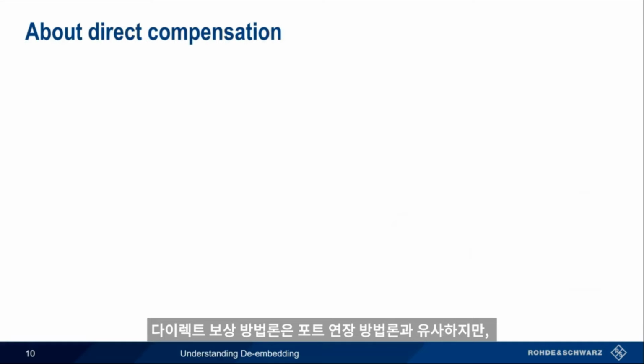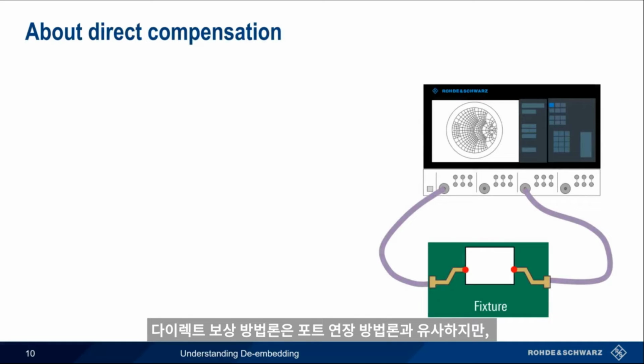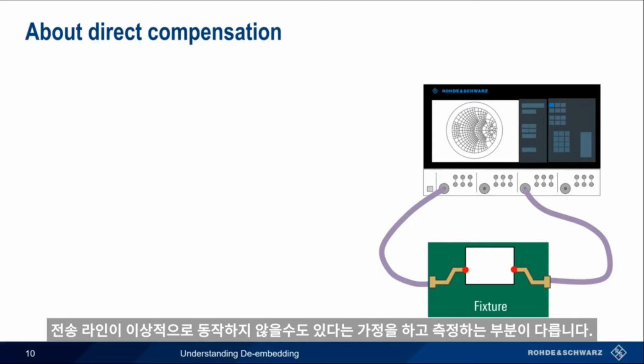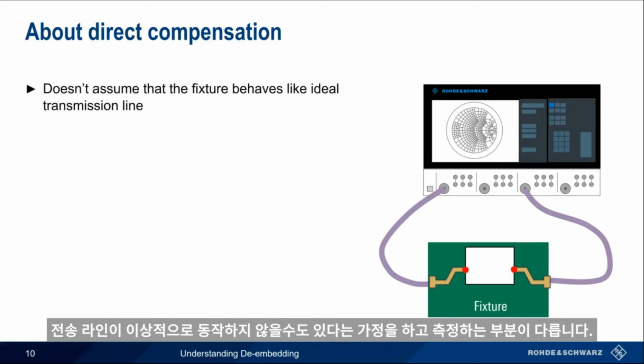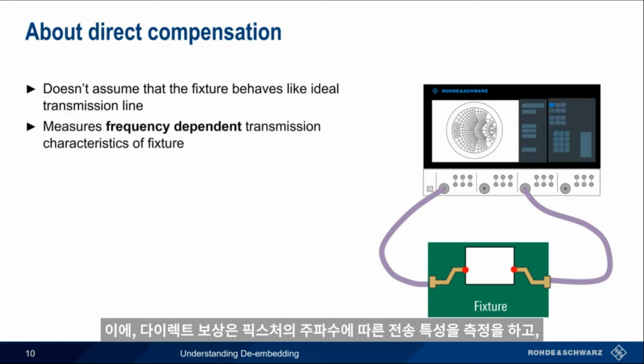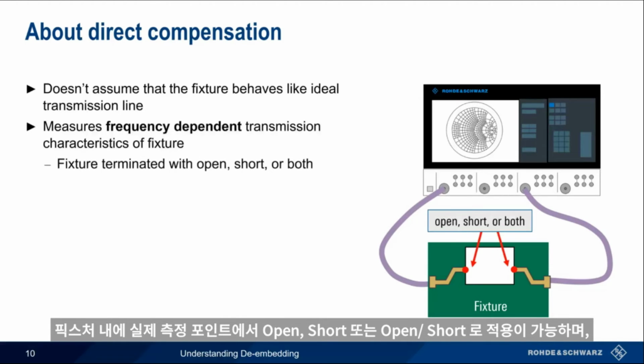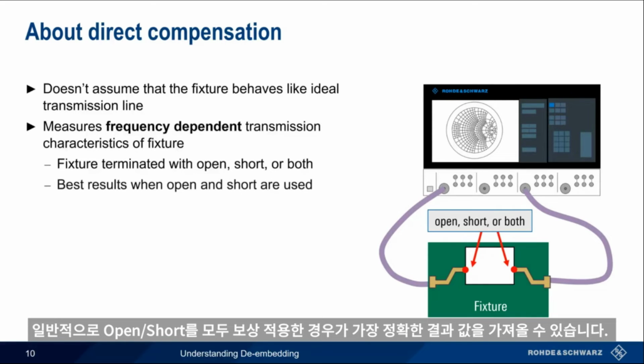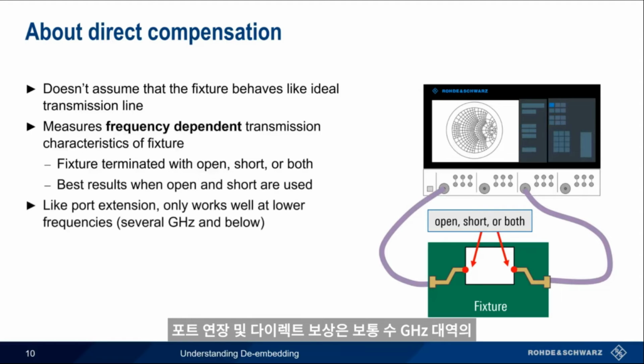The measurement setup for the direct compensation approach is similar to port extension, but unlike port extension, the direct compensation methodology doesn't assume that the fixture behaves like an ideal transmission line. Therefore, direct compensation measures the frequency-dependent transmission characteristics of the fixture, and then uses this information to compensate for the fixture. The DUT ends of the fixture are terminated with an open, short, or both, and best results are usually obtained when an open and a short are used. Note that, like port extension, direct compensation only works well at lower frequencies, that is, below a few gigahertz or so.